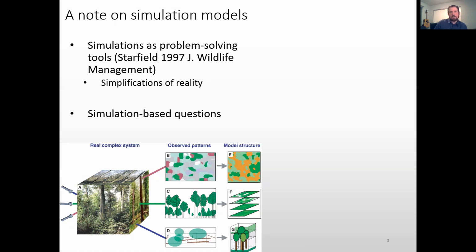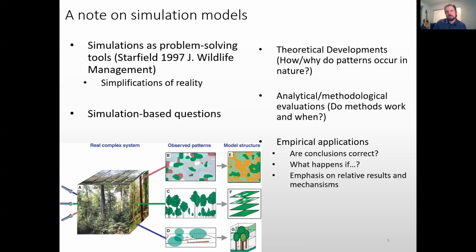There are a number of ways that you can utilize simulation models that can be grouped into three general categories of questions. There are theoretical questions you can ask with models. There are analytical or methodological questions you can ask to test if your methods work. And then there are empirical applications where you can build a simulation model of a real-world system and explore alternative management scenarios and alternative decisions, and those are the kinds of applications that I'm going to be presenting today.